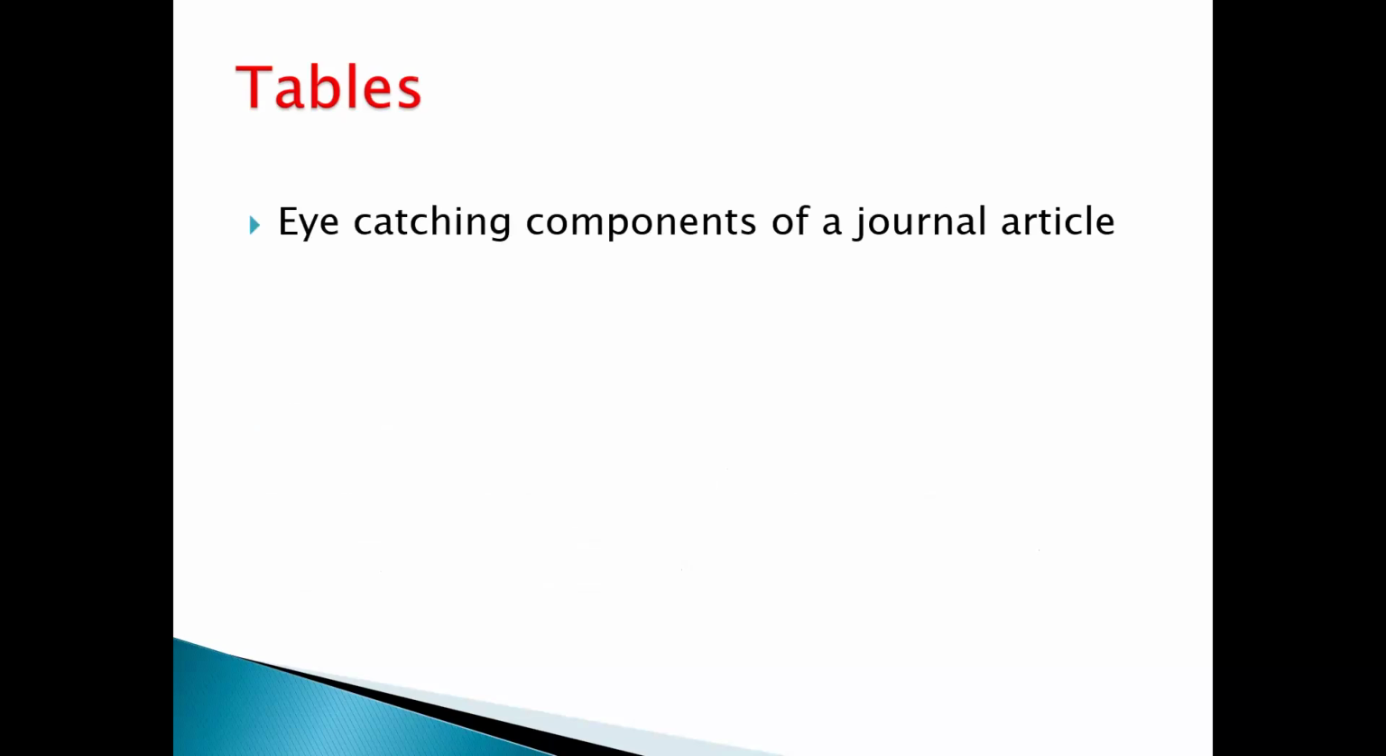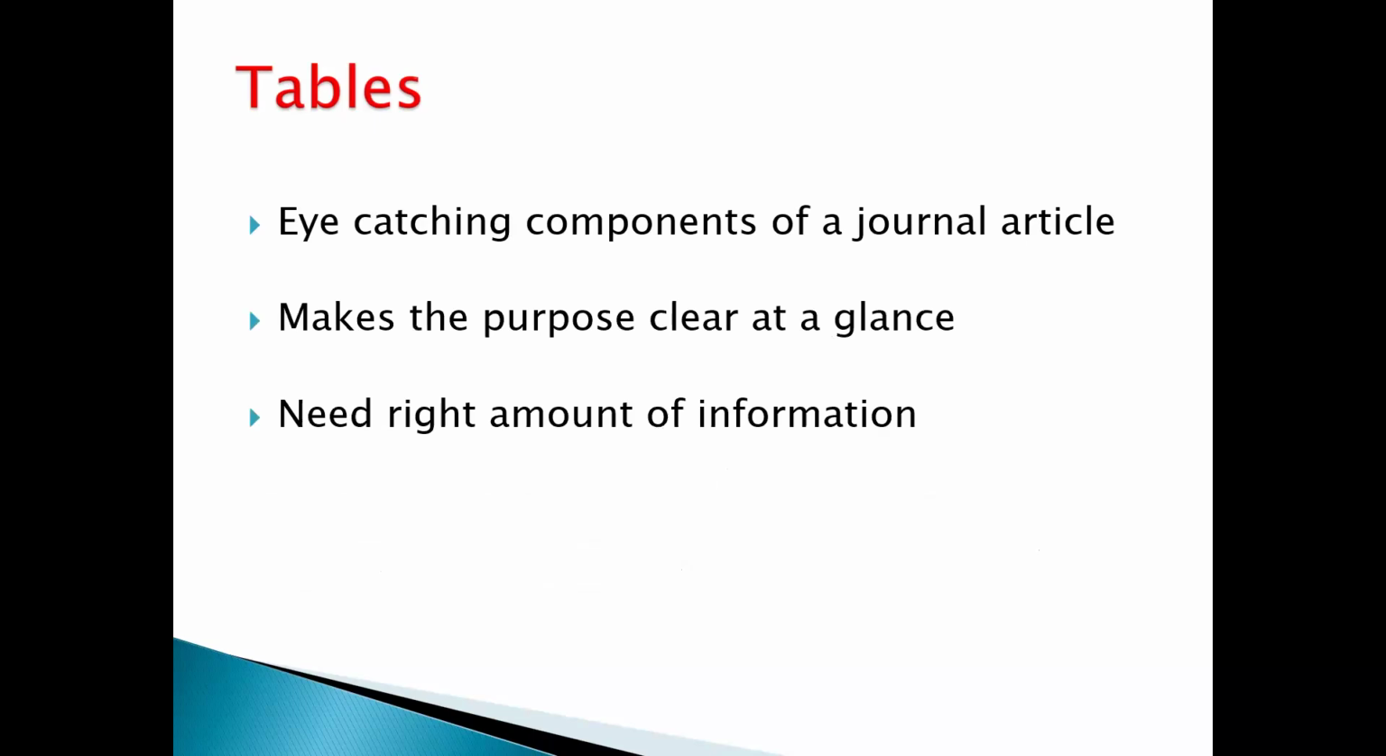But then come the tables. The tables, as we know, are the most eye-catching components of a journal article. There are many readers who, after reading the abstract, just go and see the tables to get a complete picture of your study results. Because a table makes the purpose of your study very clear even at a glance.